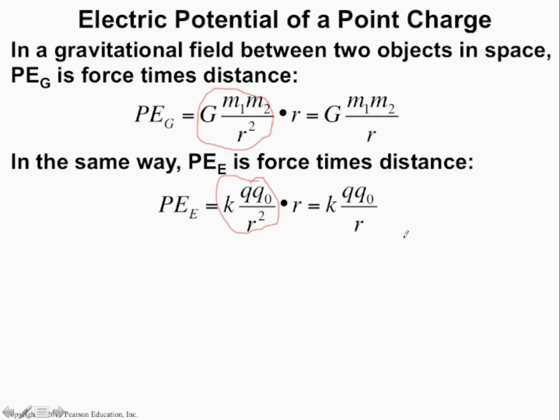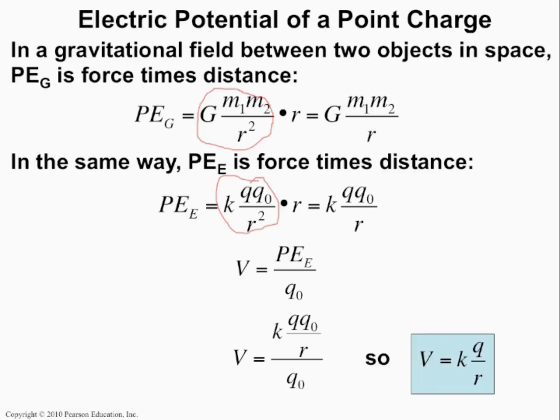Now at this point, it'll be pretty straightforward to go through the rest of the derivation. V equals PEE over QO by definition. We replace the PEE with K Q QO over R, and we still have the QO in the denominator. And therefore, V equals KQ over R. So we can calculate the potential for any charge, and all we really need is the electrical constant K and the distance from the charge.